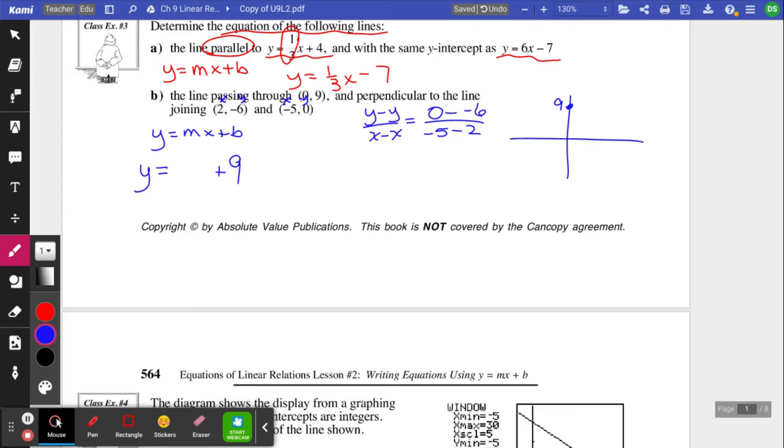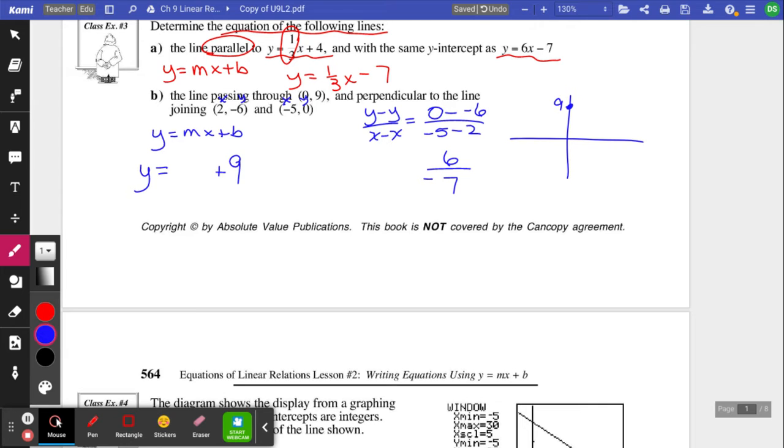So finish up on your page. Tell me what you get for slope. Negative 6 over 7. Okay, so I'm going to have a 6 over 7 that's negative. I don't care where the negative goes. You can put the negative on the top or the bottom or in front. It doesn't really matter. Now that's the slope of the line that joins those two points.